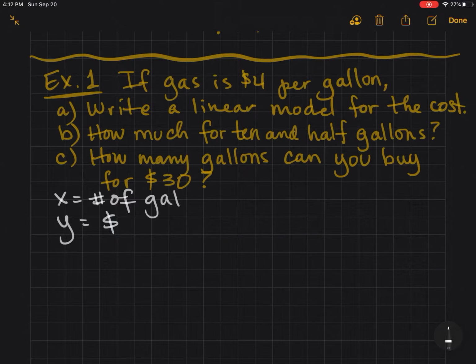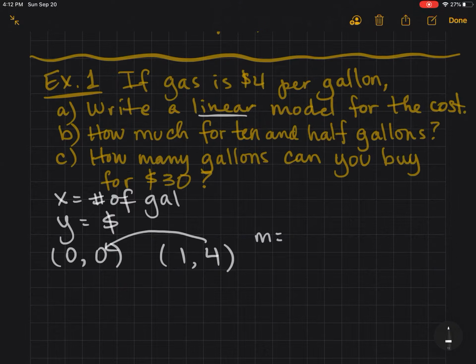So my first ordered pair, I always like to start with the 0. How much for 0 gallons of gas? That would be $0. How much for 1 gallon? That would be $4. I could continue on, but I don't have to. 2 points is all I need for a linear model. So I'm going to find my slope, 4 minus 0 over 1 minus 0. Now, we would be able to do this without this process, but right now we're practicing the process.